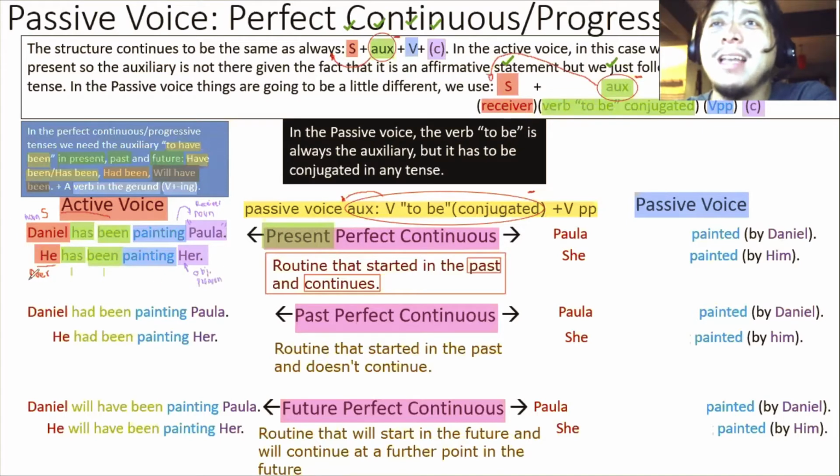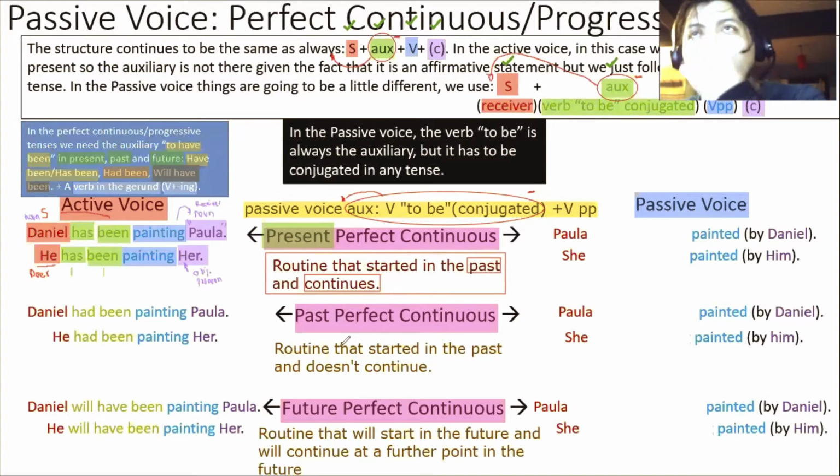When we replace Daniel, we use a personal pronoun. When we replace Paula, we use an object pronoun. Why? Because subjects are replaced by personal pronouns and objects are replaced by object pronouns. Okay, super simple. So we have Daniel has been painting Paula. So he started painting Paula in the past and he continues to paint Paula. Maybe he started 6 hours ago and he has been doing that for 6 hours. Maybe it is a lot of work. Maybe he has a lot of things to do. Okay, so he has been painting Paula.